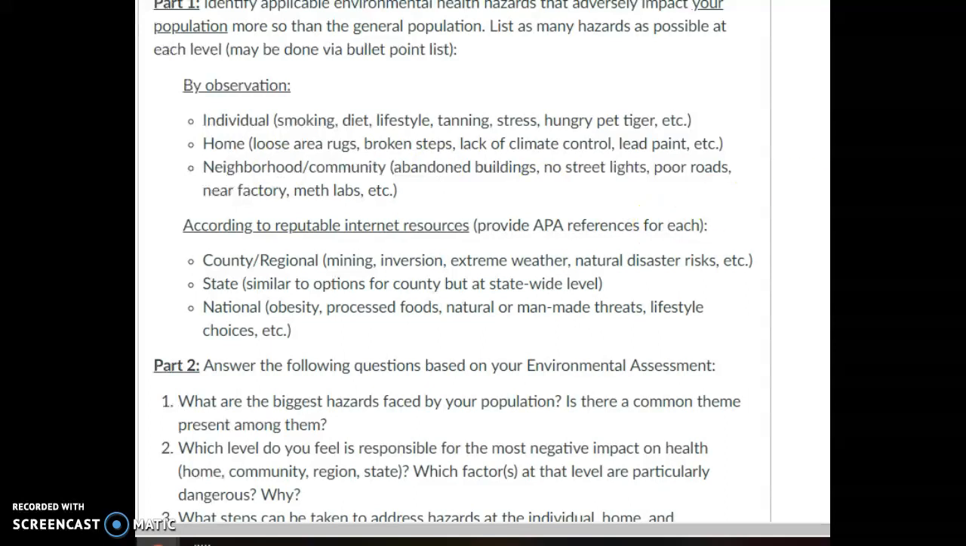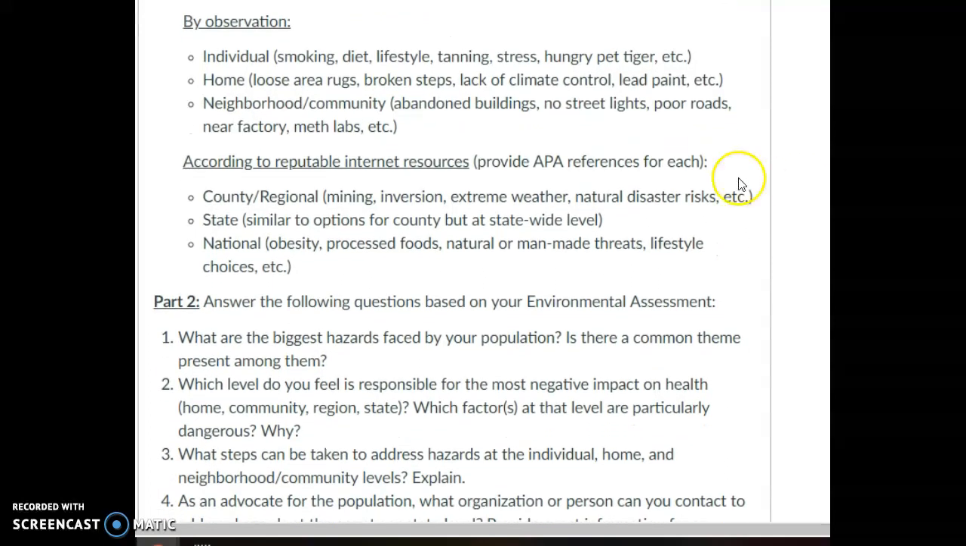Now you're going to go down and look at a little broader spectrum. These three bullet points do need to have APA references. You're going to look at a county and regional level, a state level, and a national level. Now at the county and regional level, that's looking at things like mining. As you all know, the inversion hits pretty heavily in much of the state, especially along the Wasatch Front in Utah. We have extreme weather conditions from very hot summers to very cold winters, as well as natural disasters, risks for earthquakes, all of that.